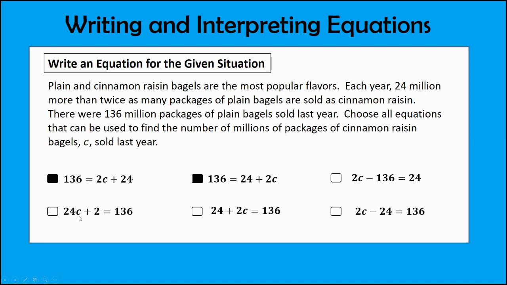24c plus 2. Now they switched around the product. We want to multiply 2 by c and add 24. If we look at this example, it's really the same as the equation above. It's just the symmetric property. You switch the left and the right side of the equation. Symmetric property is always true, so this is the same. And then here, 2c minus 24 equals 136. That's not the idea. We're going to add 24 to 2c according to the description. So these 3 equations all represent this solution.